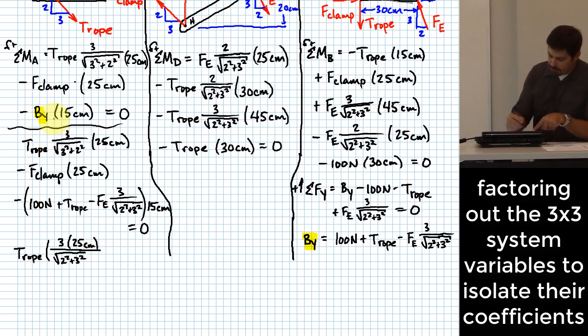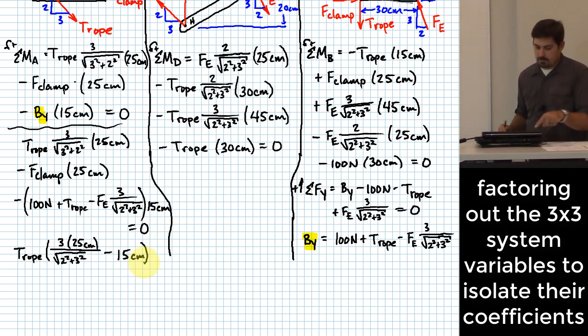Okay, but the other T rope I have is a minus T rope times 15 centimeters, right? So I'm going to say minus 15 centimeters, right? That takes care of the T rope. Factoring that out and sort of collecting it together is all of the coefficient stuff for T rope, okay?